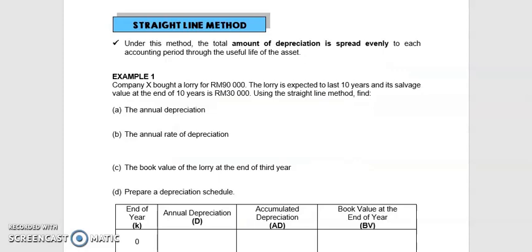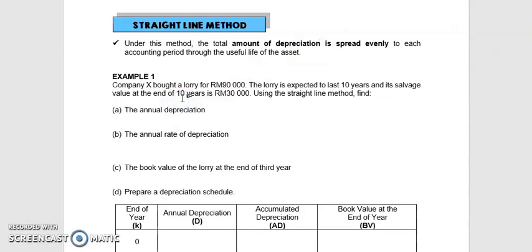Okay, now let's look at an example for the straight line method. Remember, under the straight line method, annual depreciation is the same throughout the asset's useful life. Look at example 1 here. Company X bought a lorry for 90,000. The lorry is expected to last 10 years and its salvage value at the end of 10 years is 30,000. Using the straight line method, find the annual depreciation.